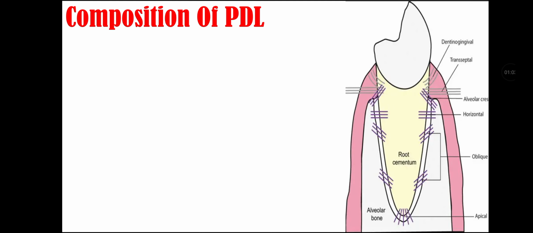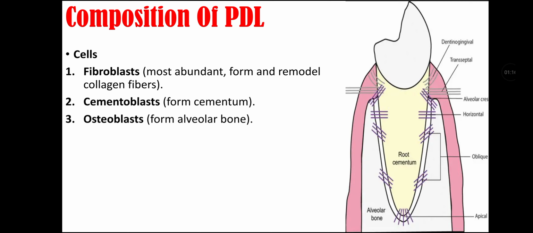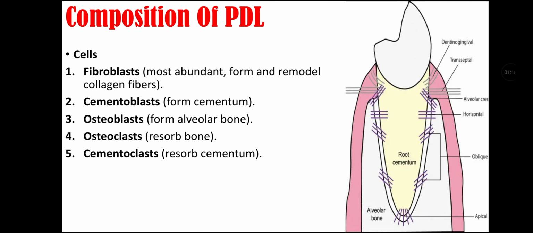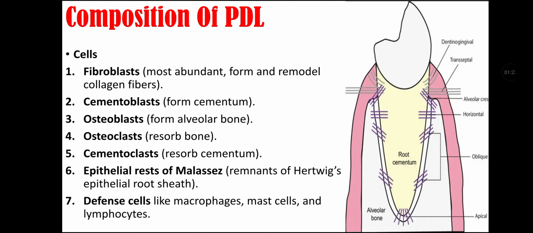Composition of periodontal ligament. It includes cells, fibers and ground substance. Now let's talk about these three things one by one. First part of PDL is cells. Cells include fibroblasts, cementoblasts, osteoblasts, osteoclasts, cementoclasts, epithelial rests of Malassez and defense cells. These all cells are present in periodontal ligament.